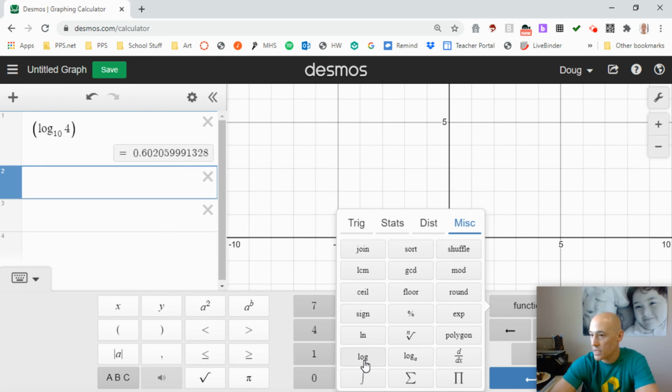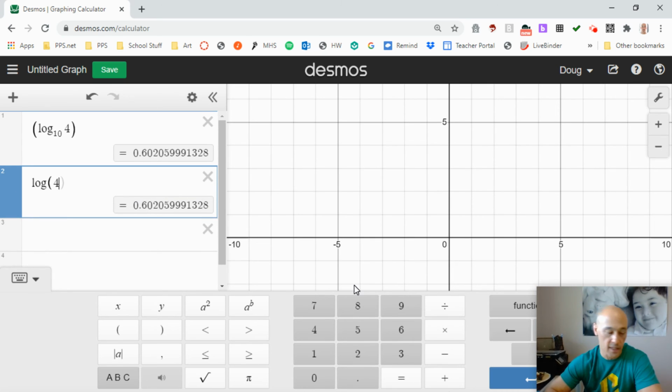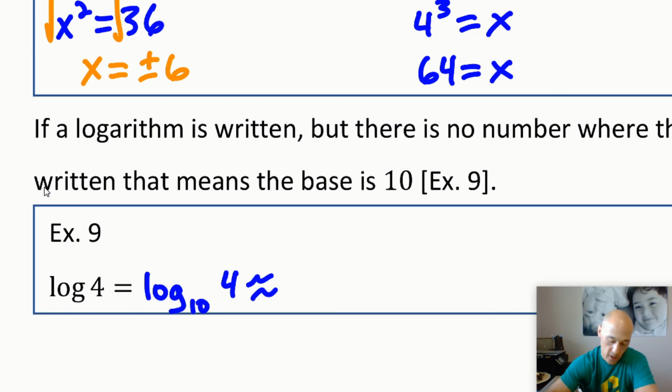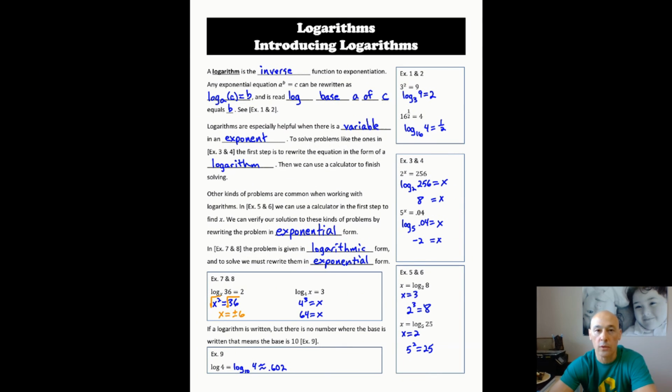Now, the other thing we could do is we could go into the functions here and notice that this logarithm doesn't have a base. So if we just do log of 4, notice it's the same thing because Desmos also knows that if there's no base written in, then it is going to be base 10. So this is going to be approximately 0.602. So I can answer approximately 0.602. And I always make sure to put those wavy equal signs to make sure folks know it's an estimate. So that is the introduction to logarithms.